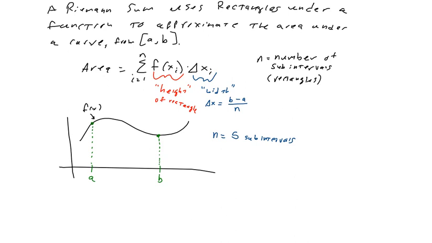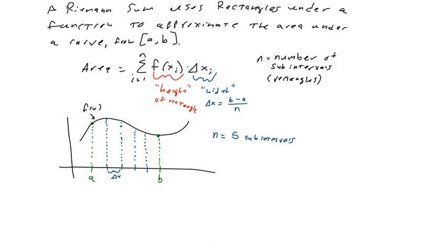So 1, 2, 3, 4, 5 slices here, here, here, and here. The distance between the slices is delta x, my change of width. This is x1, x2, x3, x4, and this end is x5. x0, 1, 2, 3, 4, 5. So I have all the distances here.